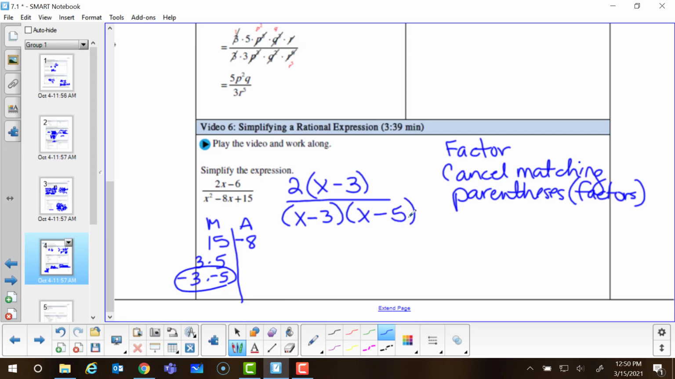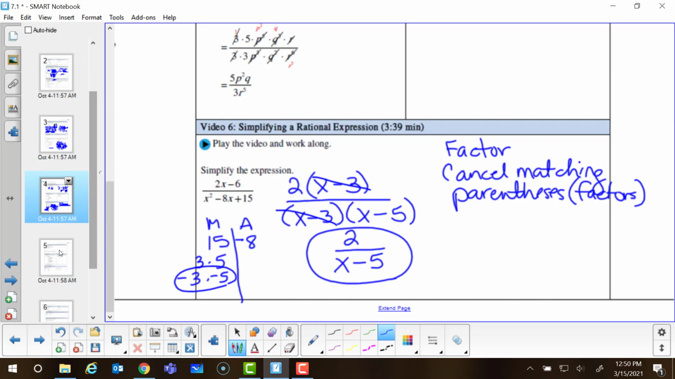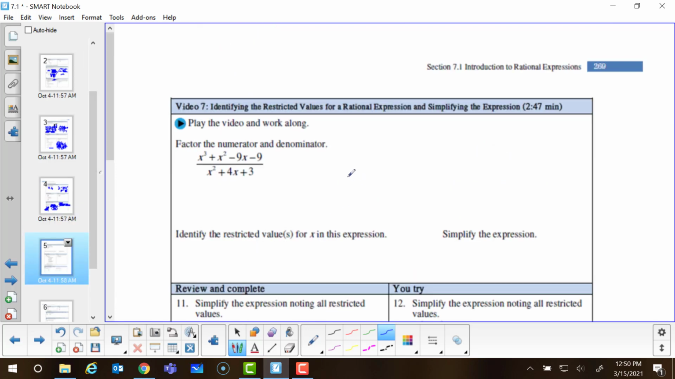Now notice I have an x minus 3 in parentheses on top and an x minus 3 on the bottom. Those can cancel out. I can't do anything with the 2 and the x minus 5, so I'm just going to rewrite what I have left. So 2 over x minus 5. That would be simplifying that expression. Okay, let's try another one.